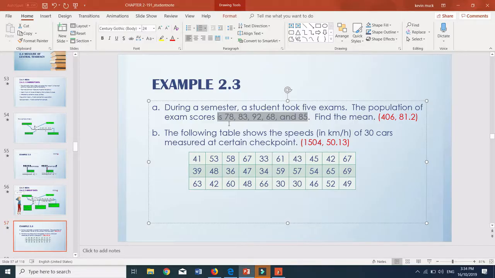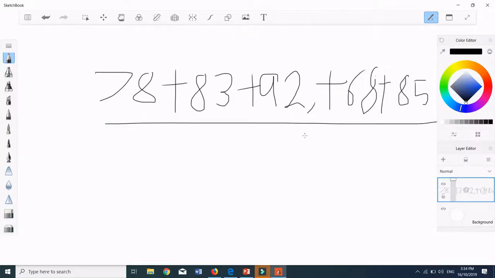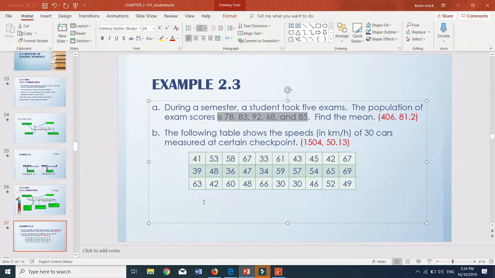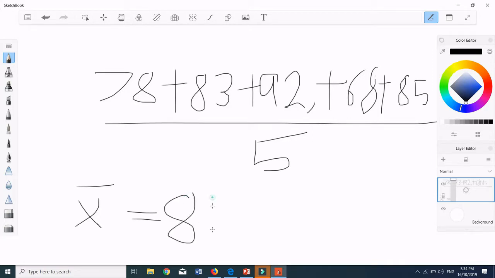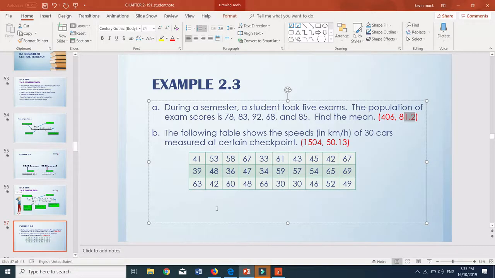Because you have 5 numbers over here, 1, 2, 3, 4, 5, you divide by 5. So the mean is 81.2. This is your mean. If you click on the calculator, you should be getting 81.2. For the second example, I think you can do it by yourself.